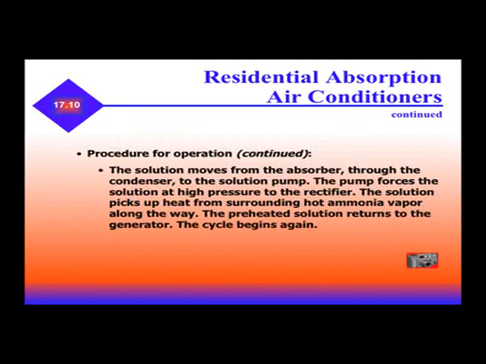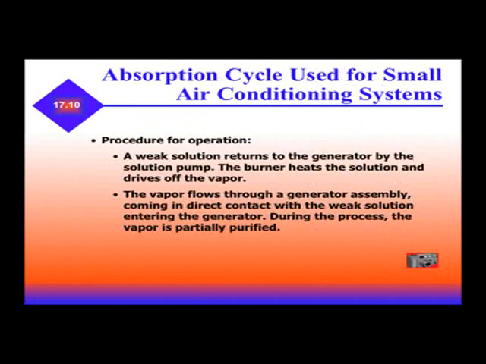The solution moves from the absorber through the condenser to the solution pump. The pump forces the solution at high pressure to the rectifier. The solution picks up heat from the surrounding ammonia vapor. Along the way, the preheated solution returns to the generator. The cycle begins all over.